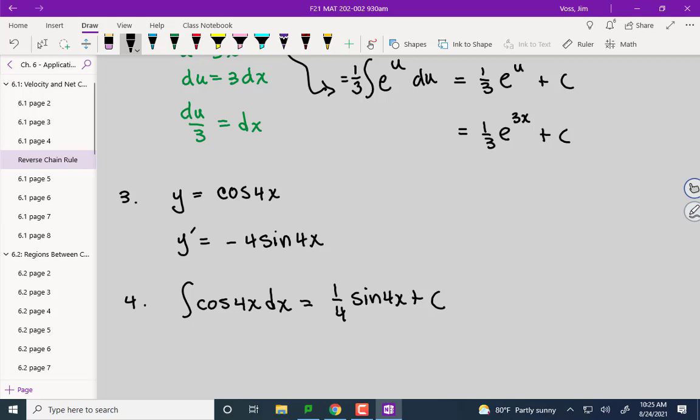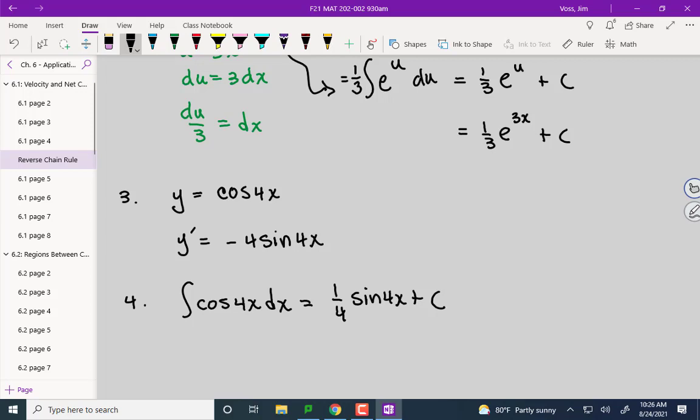We'll see it a ton, especially with trig functions and exponentials. And same reverse chain rule: if we did u equals 4x, du would be 4dx. Divide by 4 to isolate dx. That's where the division by 4 comes from.